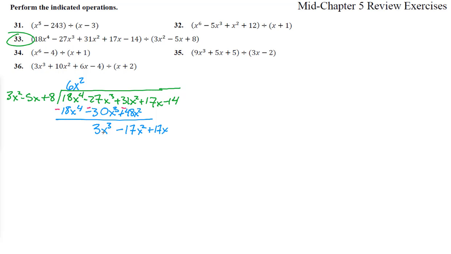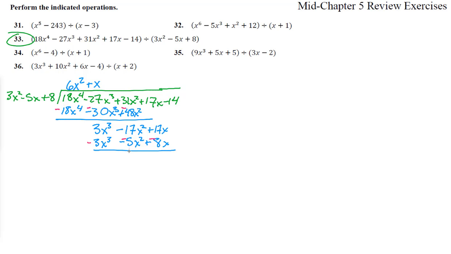3x squared goes into 3x cubed 1x times. 1x times 3x squared is 3x cubed. X times negative 5x is a negative 5x squared. And x times 8 is plus 8x. All right, so now we subtract. Don't forget that negative sign everywhere. And that's gone. And then we have negative 17 minus a minus 5.